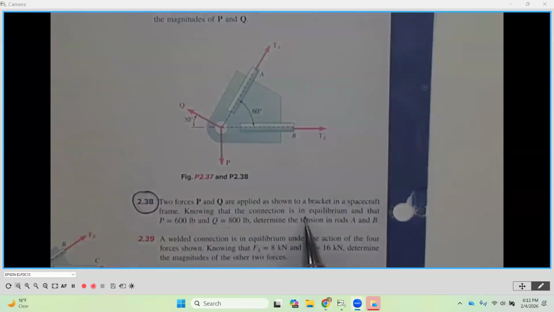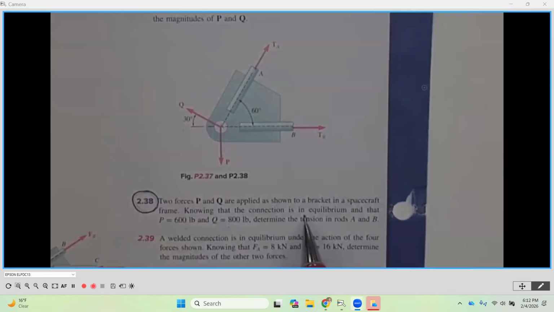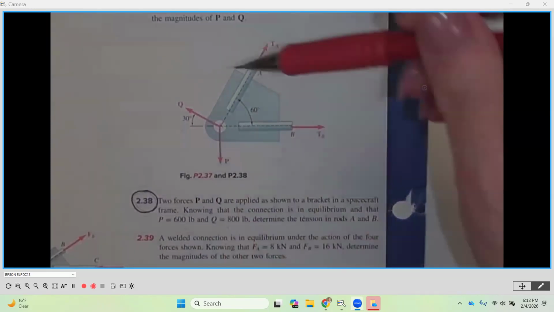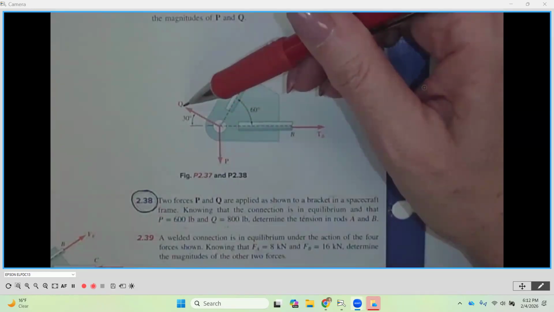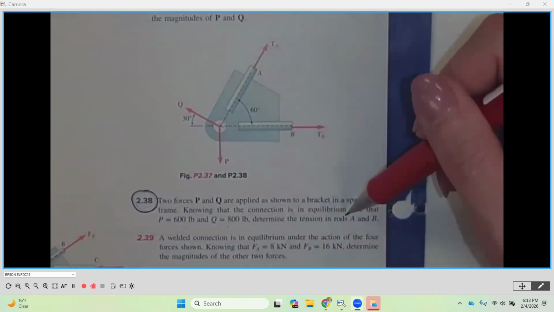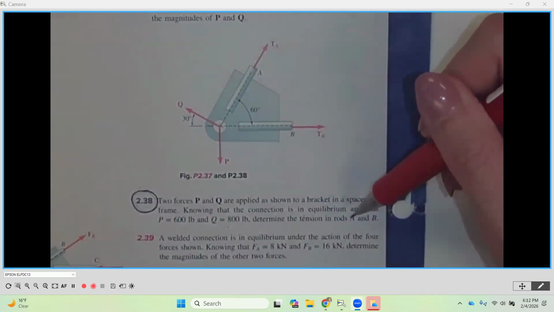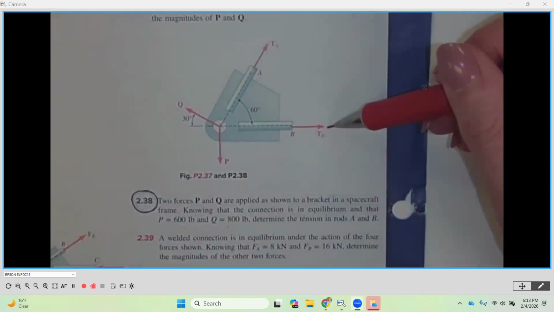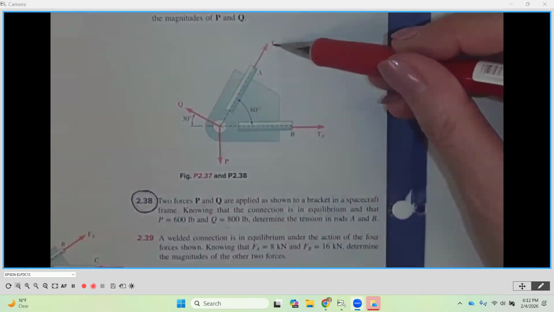Knowing that the connection is in equilibrium, that means that we can use those two equations of equilibrium, sum of the forces in the x equals 0, sum of the forces in the y equals 0, and that P is equal to 600 pounds going down, and Q is 800 pounds going up and to the left at 30 degrees from horizontal. We want to determine the tensions in cables B and A.